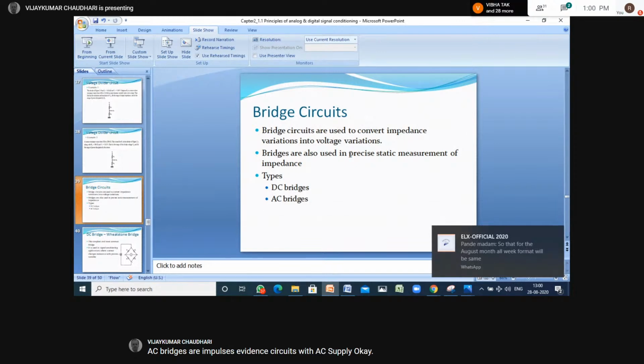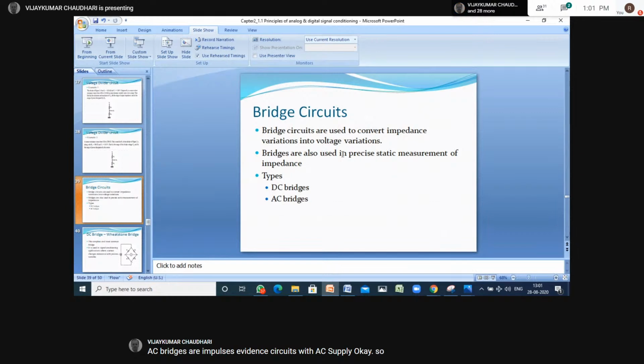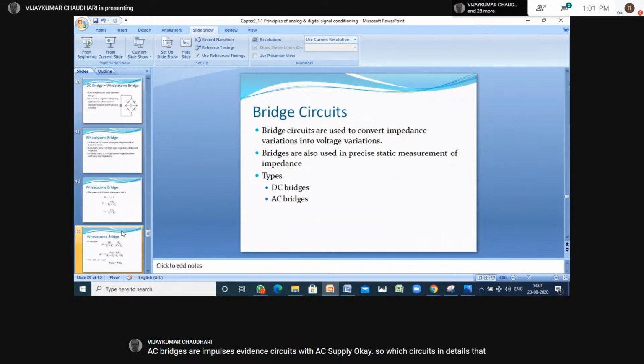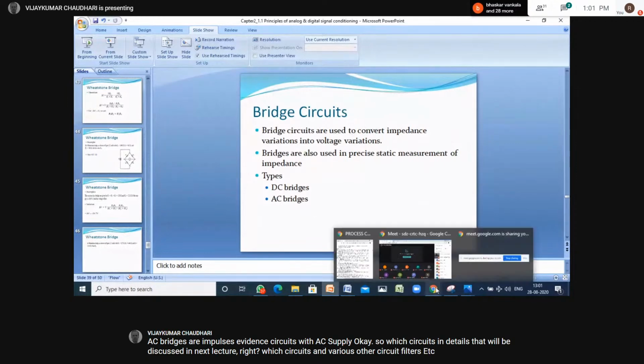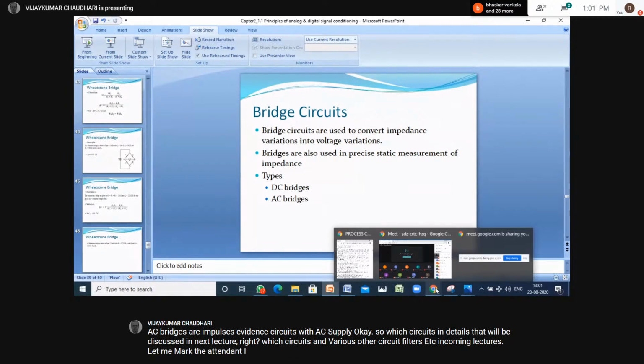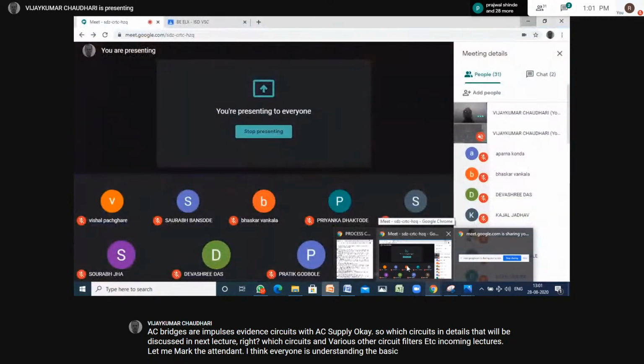Bridge circuits in detail we will discuss in the next lecture, and various other circuits, filters, etc., in coming lectures. Let me mark the attendance. I think everyone is understanding the basic concepts. I assume that.